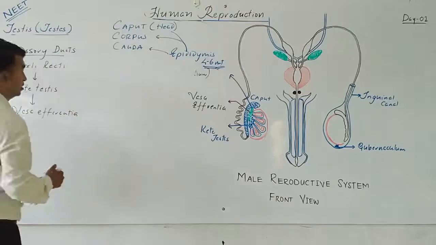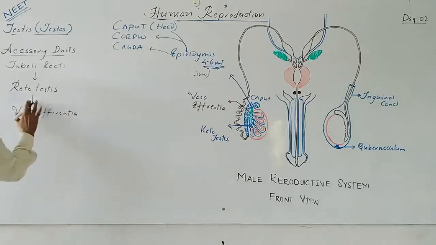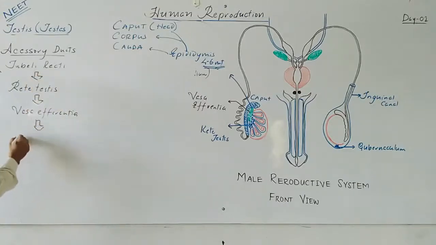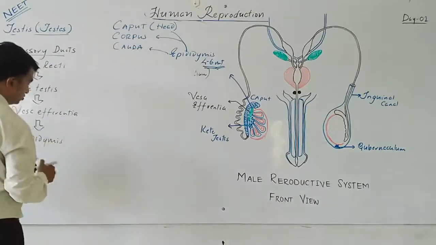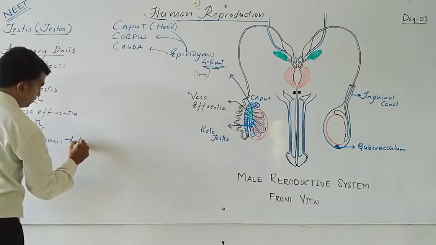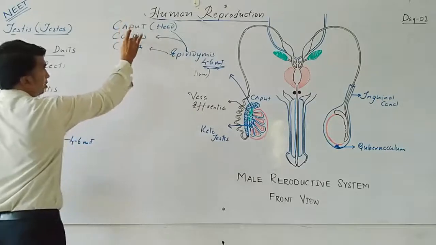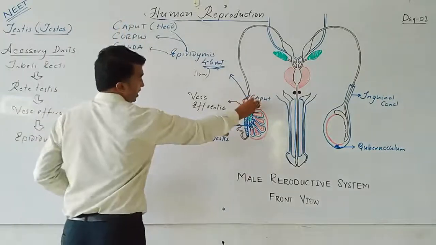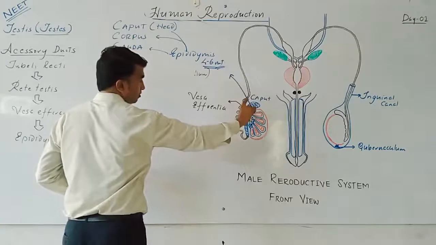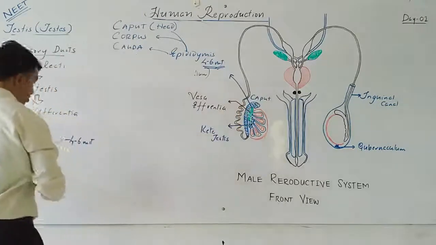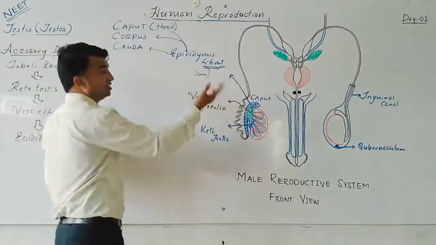The vasa efferentia open into a slightly longer structure, that is the epididymis. The epididymis is almost 4 to 6 meters long, which is divided into caput, corpus, and cauda epididymis. This is the caput epididymis, this is the corpus epididymis, and this is the cauda epididymis. The epididymis is present outside the testis.